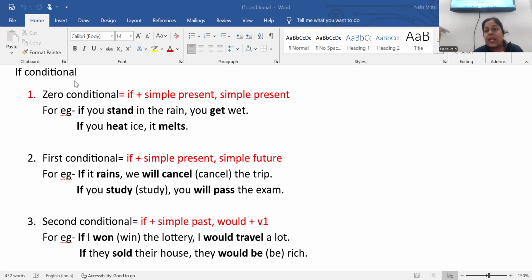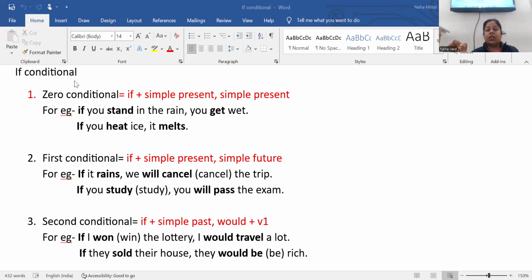If you stand in the rain, you get wet. If you heat ice, it melts. If it rains, we will cancel the trip. It only gives you a condition. If this happens, then this will happen. So for this, we have four conditionals. The first one is the zero conditional.